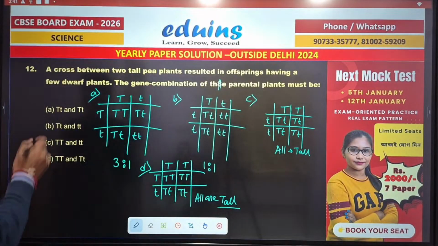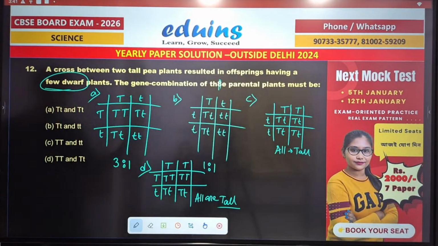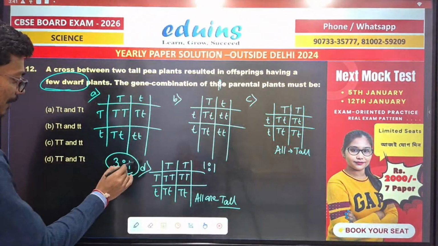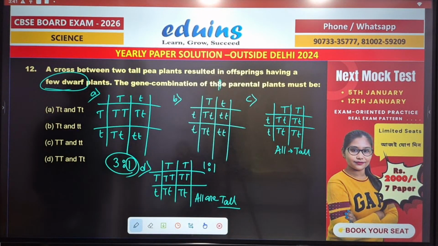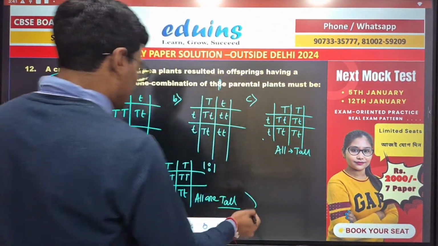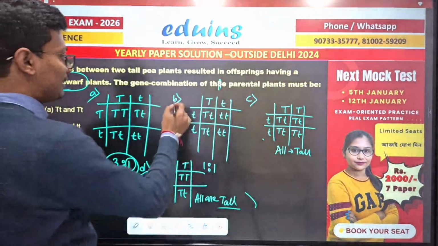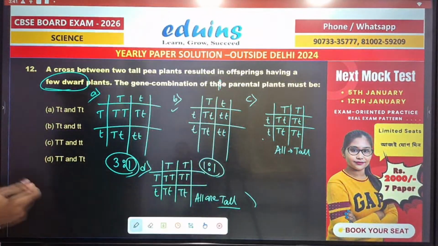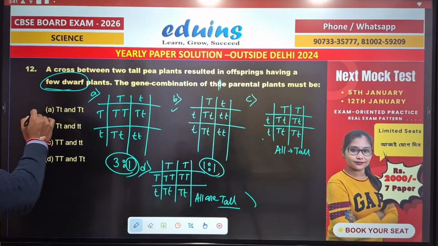So here it is asked that there are few dwarf plants. We can see in option A only one dwarf plant, and in options C and D all are tall, and in option B both are the same. So option A is the correct answer.